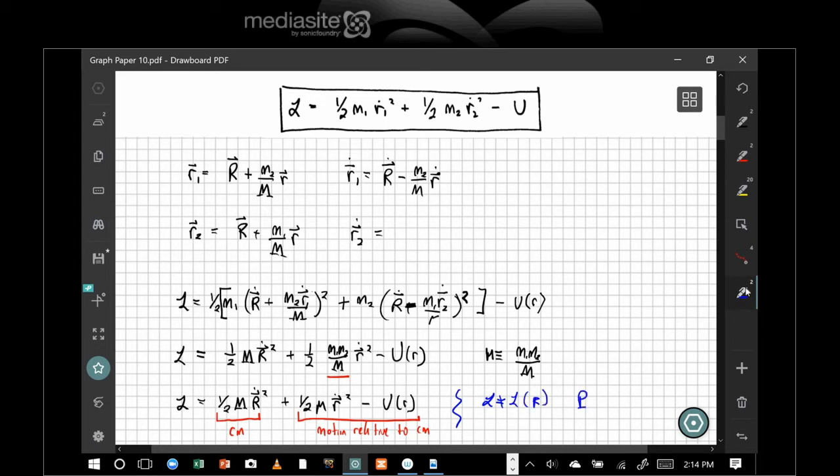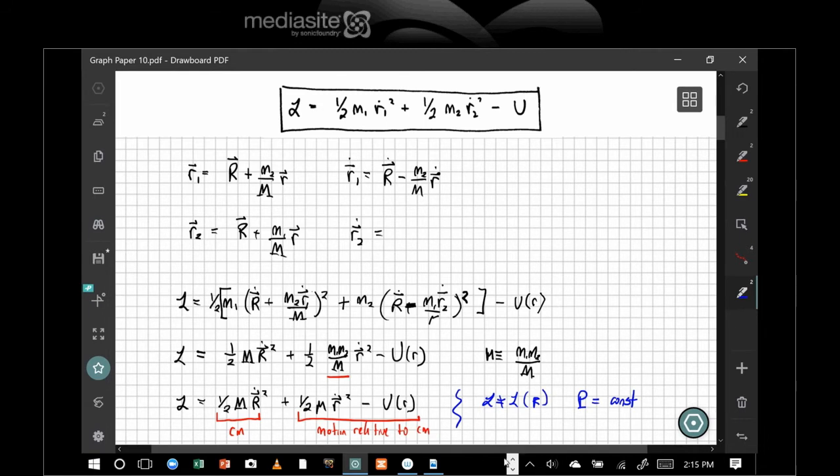Now, the other cool thing is to look at the functionality of the Lagrangian. The Lagrangian is not a function of big R. That means the generalized momentum associated with it, capital P, is equal to a constant. That makes sense, since the only force between the two particles is an internal central force. There are no external forces acting on it, so the center of mass will move at constant speed. So that shows up in the Lagrangian.